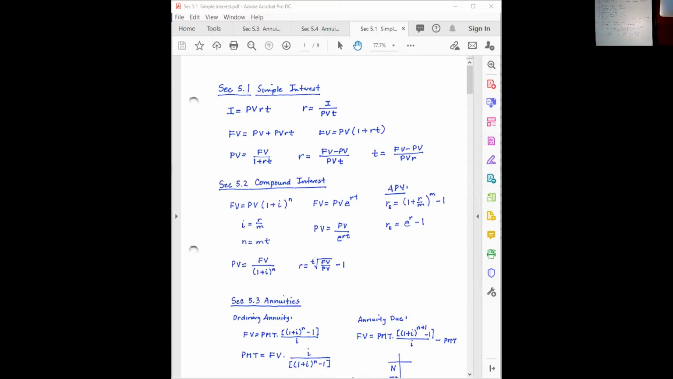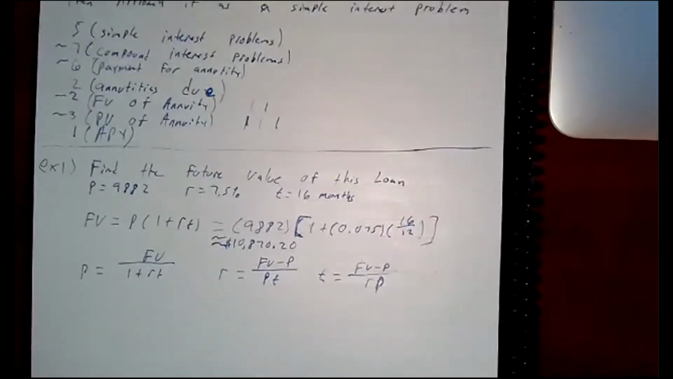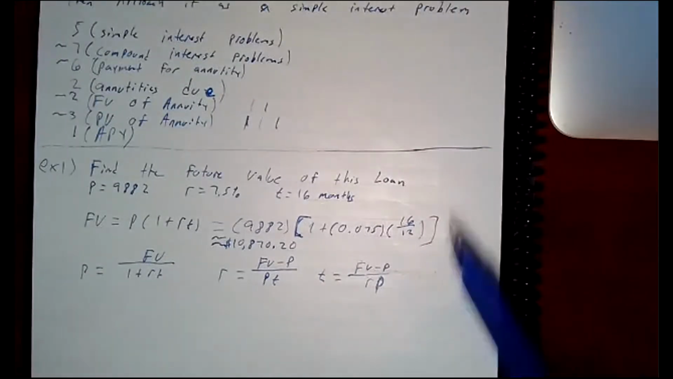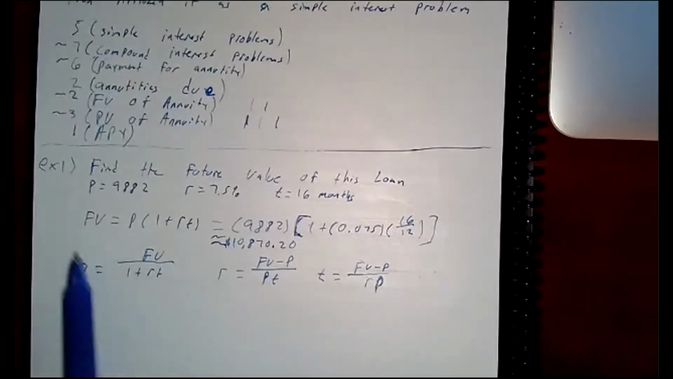All right. Anyway, that's pretty much it for 5.1. You have similar questions like this, and you'll either find P, R, T, or FV, depending on what they want. But they have to give you everything else. Otherwise, it can't be done. Do you have any questions on simple interest? All right, we'll move on to 5.2 compound interest.